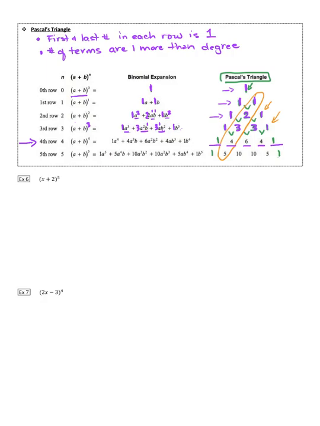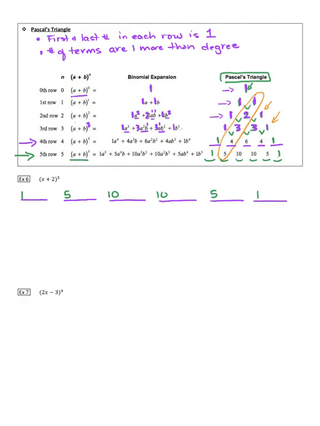So notice here I have x plus 2 to the 5th. So to start off with, I know I'm going to have 6 terms. 1, 2, 3, 4, 5, 6. So I go to where I see the 5th degree. So that's going to correlate to what we have here. And I'm just going to first write down my coefficients, which are 1, 5, 10, 10, 5, and 1.